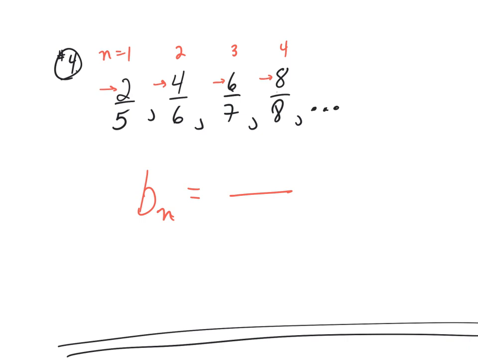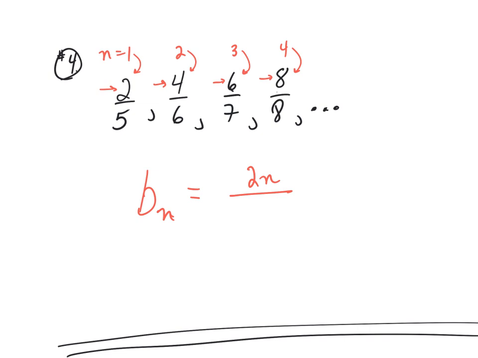What can you do to 1 to make it a 2? 2 to get to 4, 3 to get to 6, 4 to get to 8. What can you do to each of our domain values to get to 2, 4, 6, 8? Well, that's pretty easy. We just simply multiply by 2. So the numerators are going to work out if we just set the formula up to be 2n. Okay, now we have to make the adjustment.